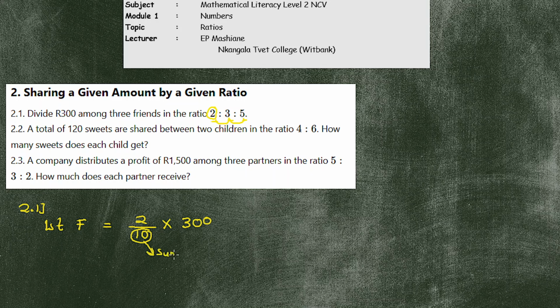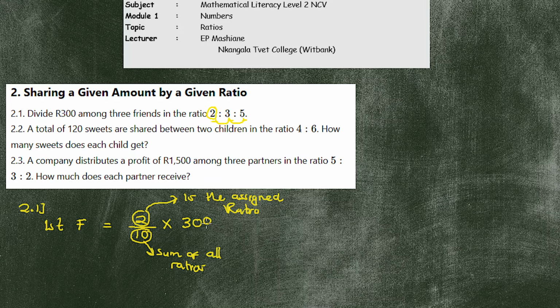Sum of all ratios. Then this 2 is the assigned ratio. So it's the assigned ratio divided by the sum of all ratios multiplied by the amount to be shared.